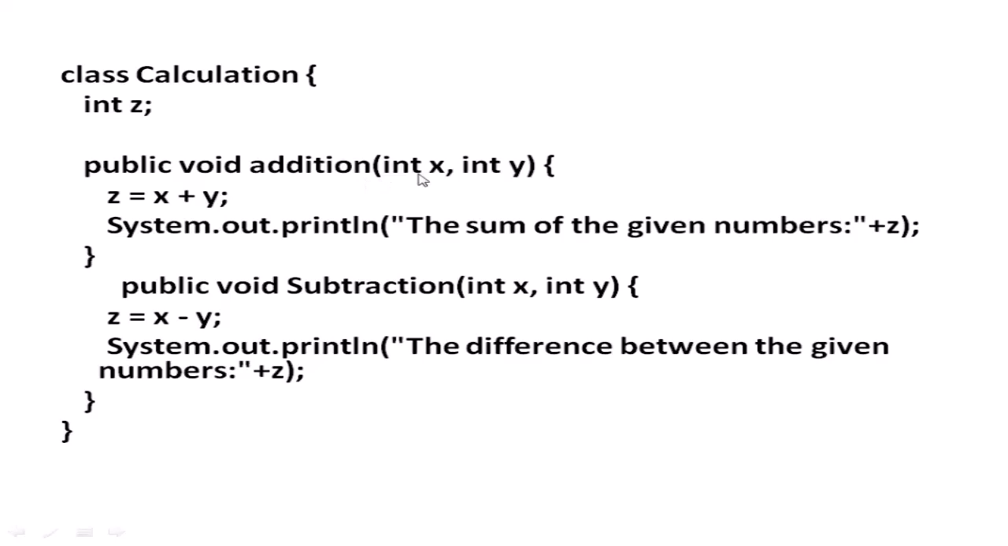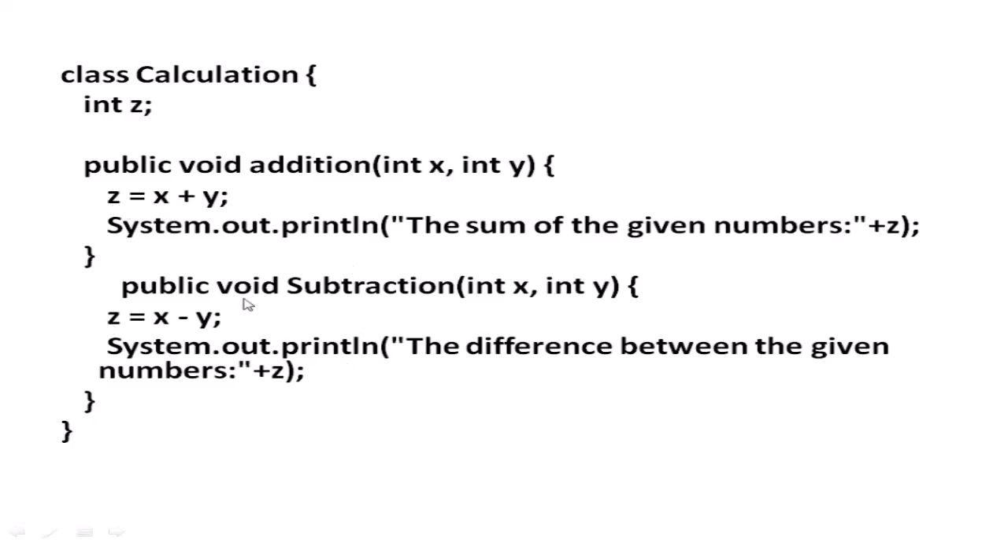Addition is a method name which has two arguments. The arguments are integer type, int x comma int y. It has two arguments. So now the arguments should be passed to this function so that x and y will result in z. So now it should print the z.